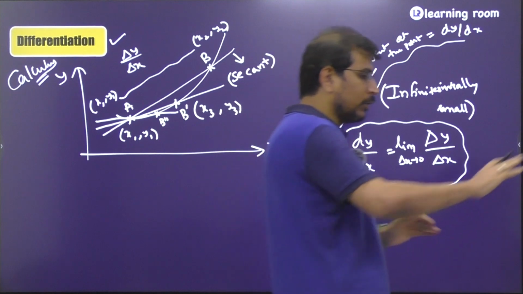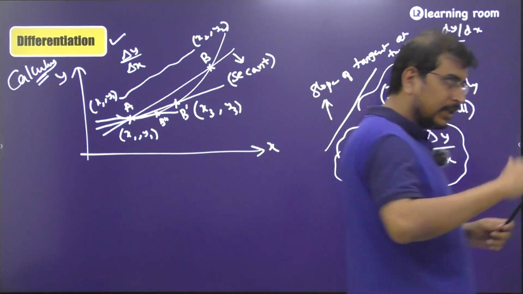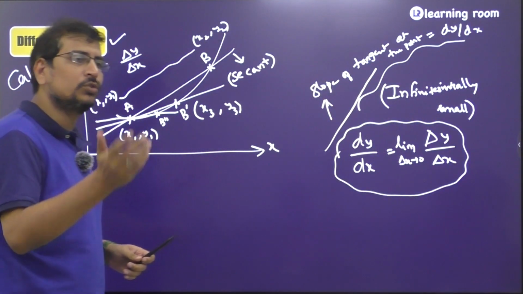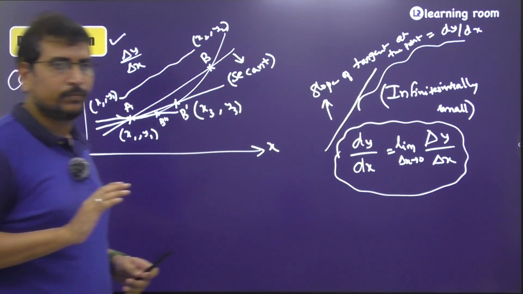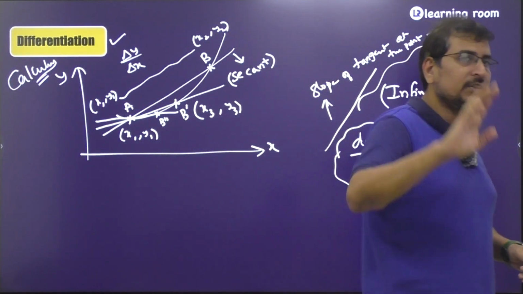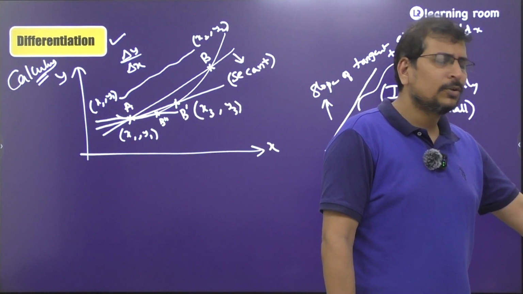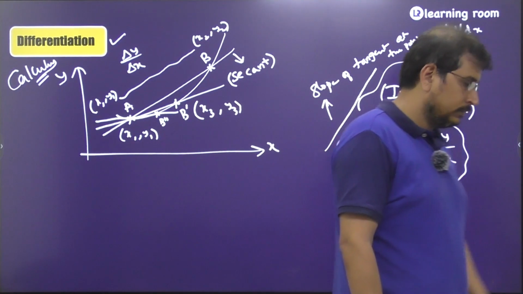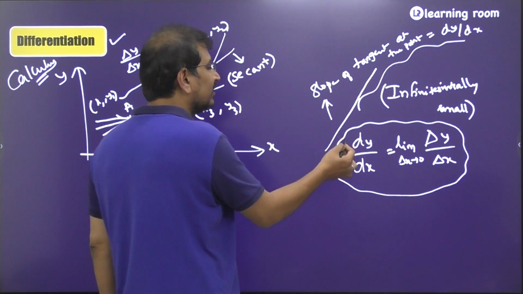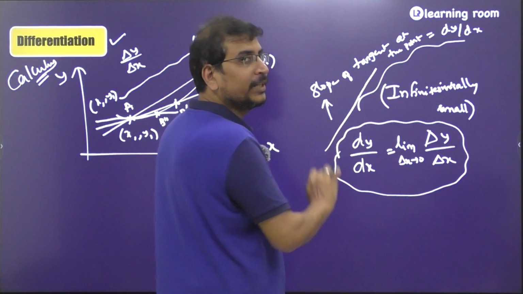I'll give you the set of formulae, use it, then we'll connect it to physics and understand when to use differentiation and when to use delta, so that your third chapter becomes easy. All these things will start with your third chapter. d is called derivative. You read it as derivative of y with respect to x.